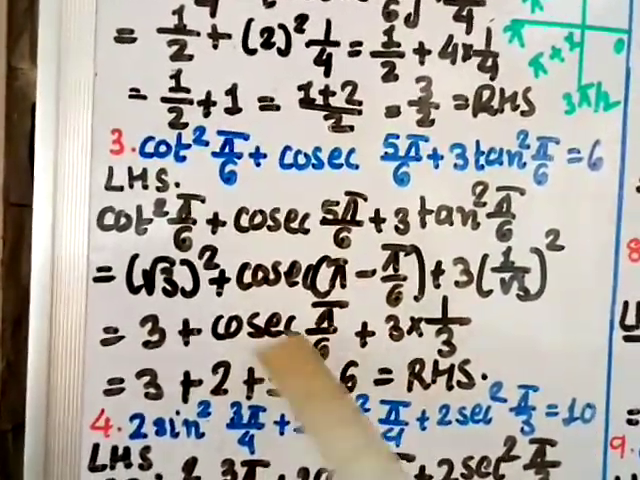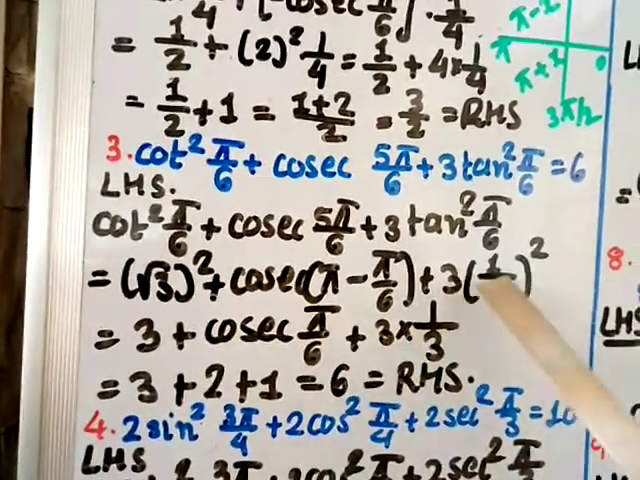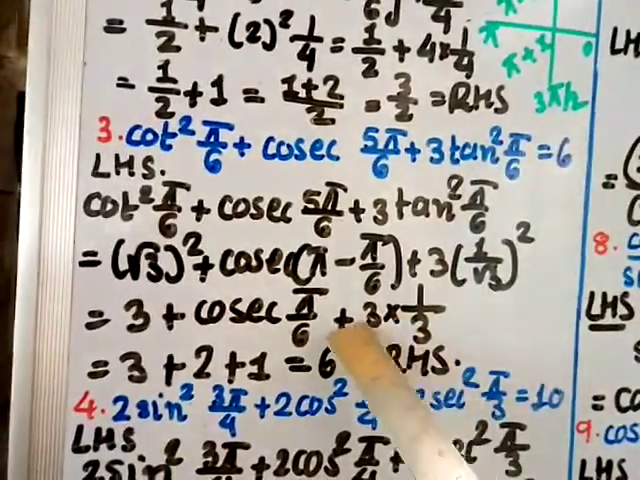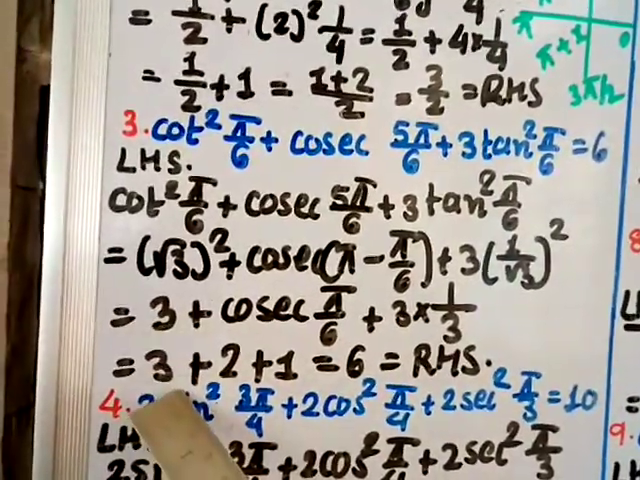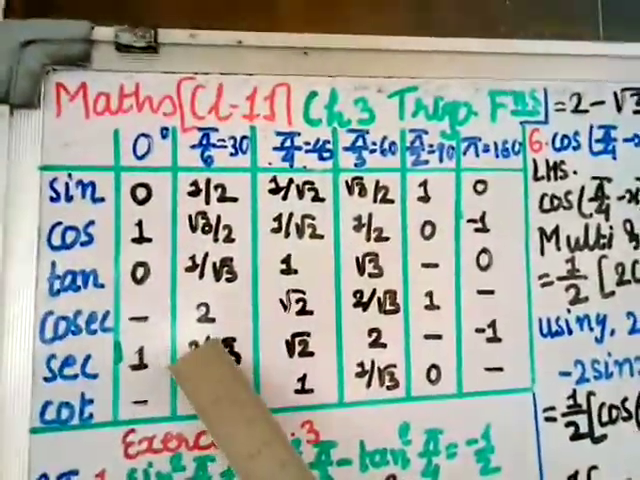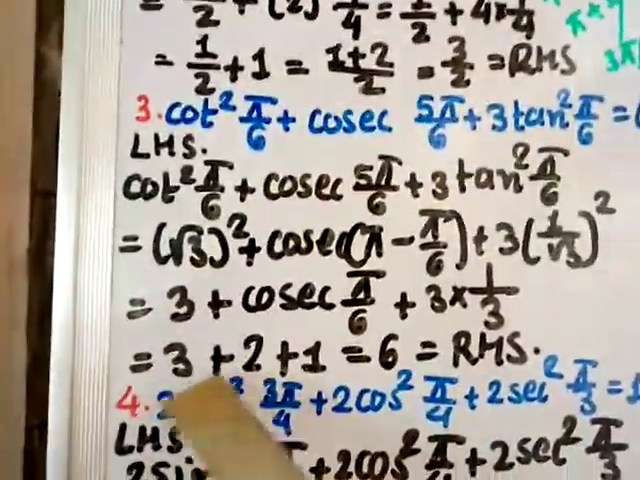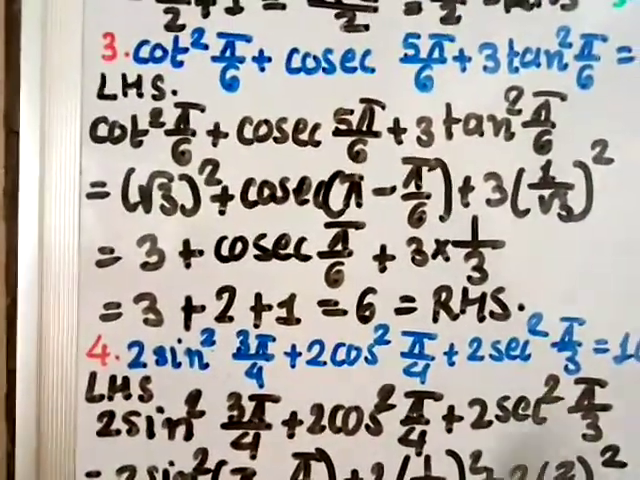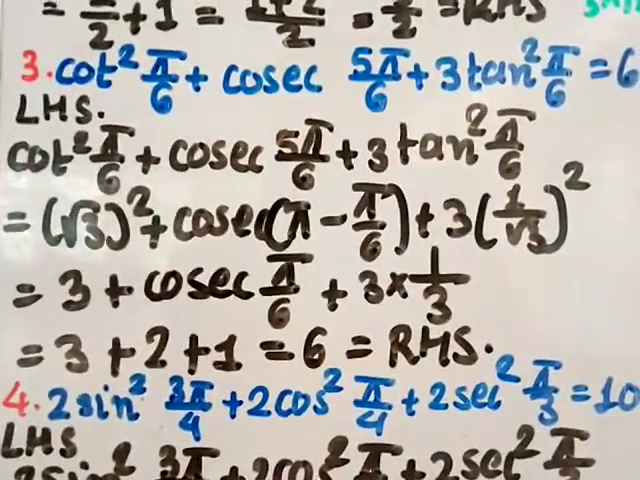Now no need to write pi again. 3 as it is, and 1 by root 3 square is 1 by 3. Then you can cancel 3, so here remains 1. Here remains 3 plus cosec pi by 6. Cosec pi by 6 value is 2, so put that value as 2. So 3 plus 2 plus 1 gives you 6, equal to the right hand side, because that is what you have to prove. So that is the solution for question number 3.